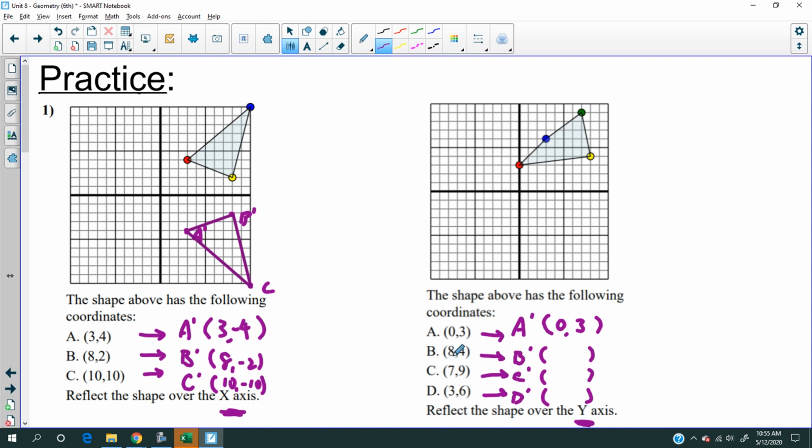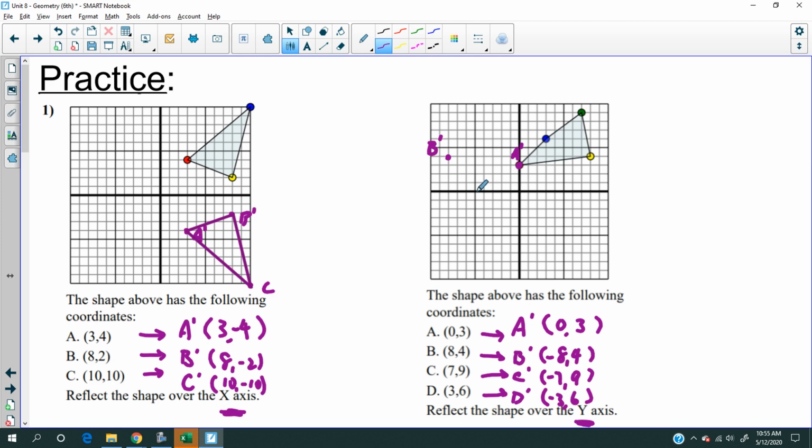How about B? Negative 8, 4. What about C? Negative 7, 9. And D? Negative 3, 6. So let's plot these points out. 0, 3 is still here. That's A prime. Negative 8, 4. 1, 2, 3, 4, 5, 6, 7, 8. Yep, right. 1, 2, 3, 4 is right here. So that's B prime.